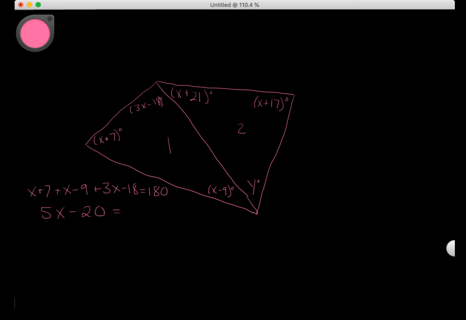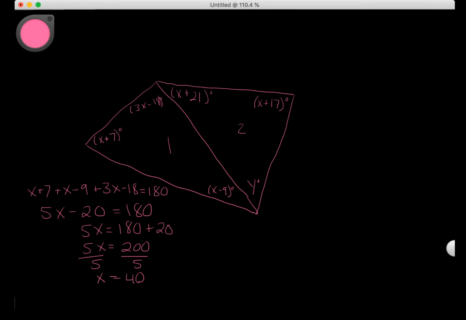We want to isolate for x. So I'm going to move this negative 20 to the other side. So I get 5x equals 180 plus 20. 5x equals 200. Now to get x by itself, I'm going to divide both sides by 5. And I have x equals 200 divided by 5 would be 40. So that tells me that the value of x is 40.